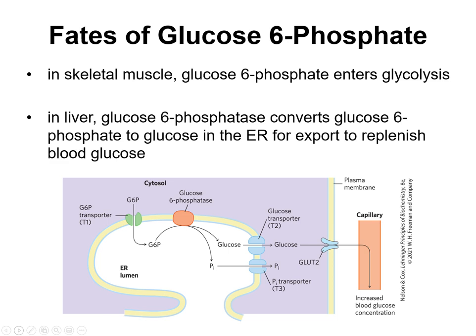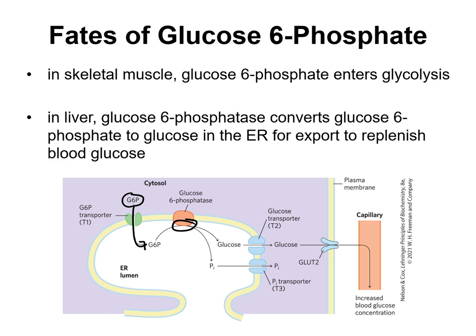So let's talk about that. In the cytosol, you've got your glucose 6-phosphate. There's a specific transporter that allows that molecule to enter the ER lumen. So this transporter is on the membrane of the ER. There's a glucose 6-phosphatase that is also embedded in the membrane. The active site is located in the lumen, not in the cytosol.